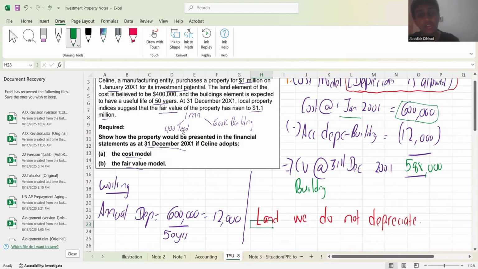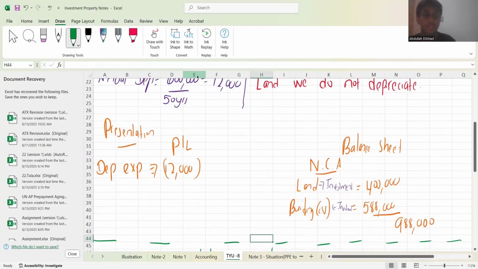Now the question says, how do you present it in your financial statements? This is how we present it. We know for that relevant year alone, there was an annual depreciation of 12,000, so you need to show that under your expenses, right? And in terms of the balance sheet, under non-current assets, you'll be showing your land and you'll be showing your building, which we arrived at. I'll put this as working.